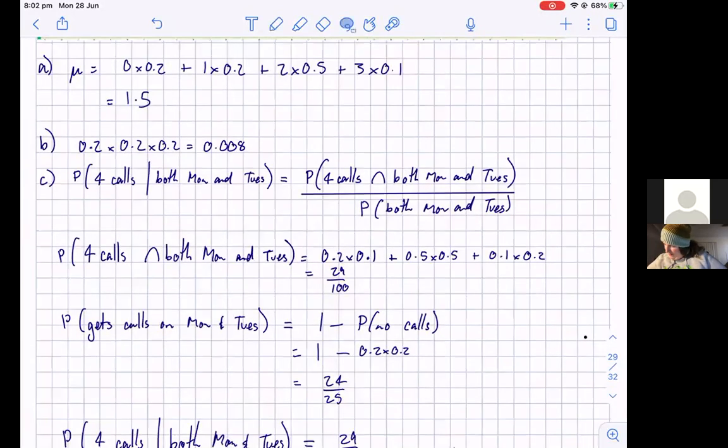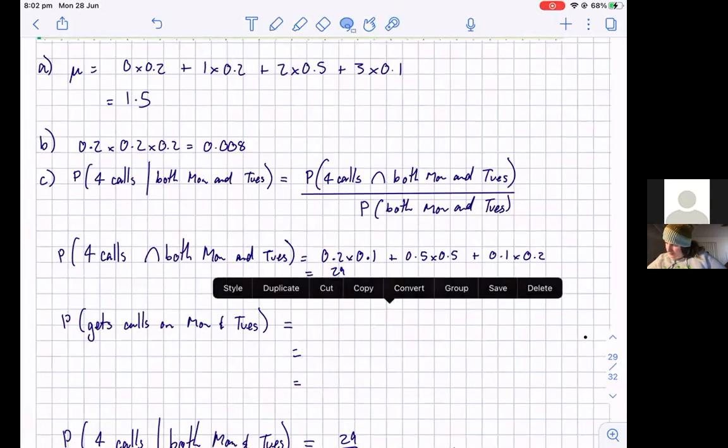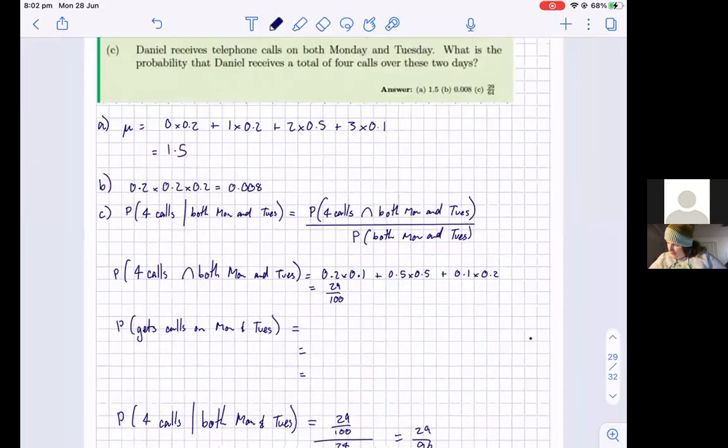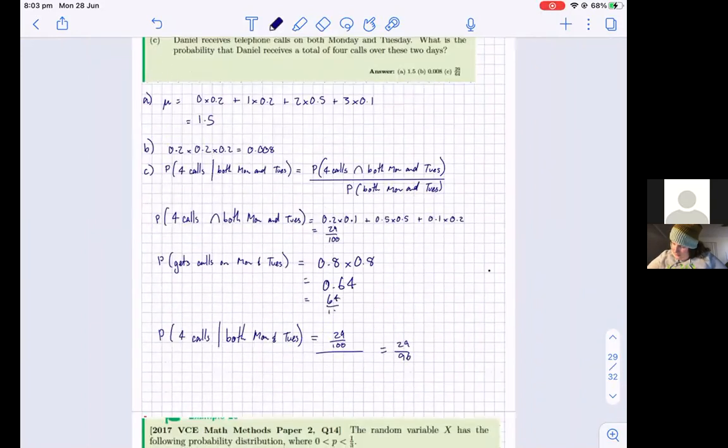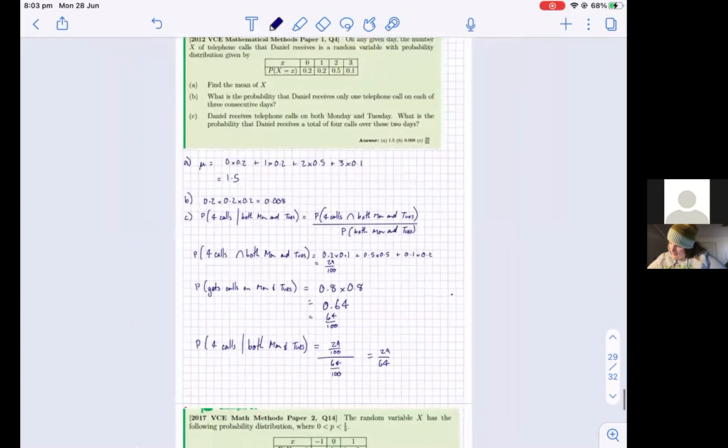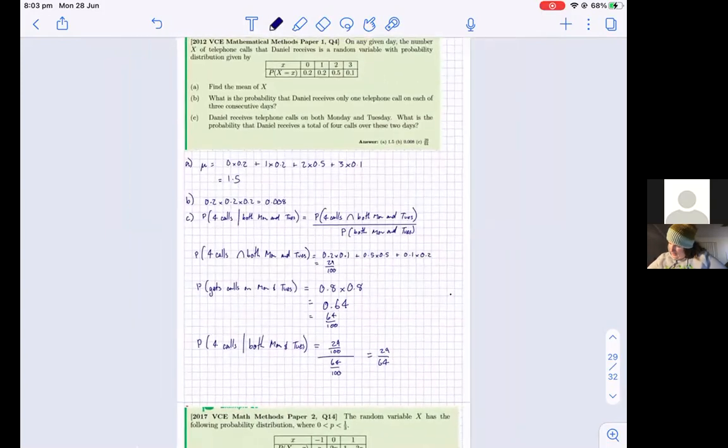I think I was trying to be really fancy with this one because this is where I went wrong. Probability of getting calls on Monday and Tuesday. Well, they could have 0.8, 0.8, which is 0.64. So it becomes 29 over 100 over 64 on the bottom. I don't know what I was on about there.